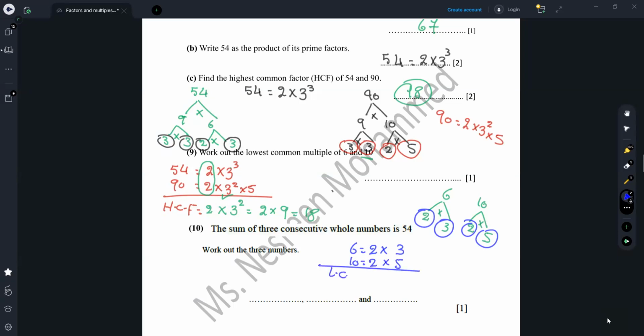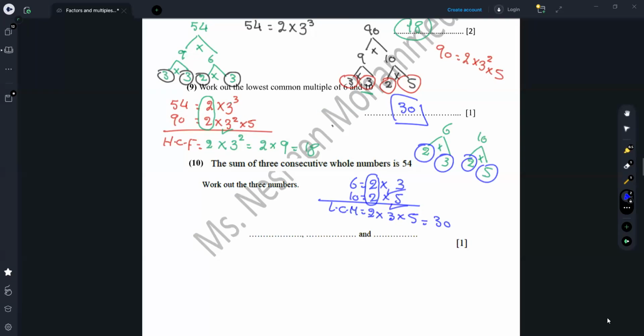I want to get the LCM. I will take the common between them, 1 from the common, 2. Multiply the non-common, 3 multiply 5. 2 multiply 3, 6. 6 multiply 5, it is 30. This is here 30. This is the LCM, which means lowest common multiple. The abbreviation of it is LCM.